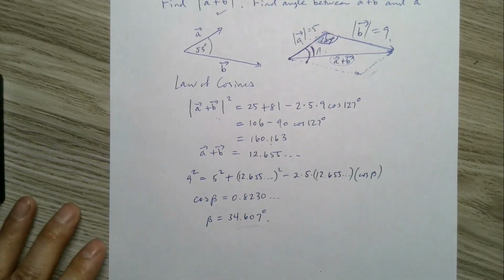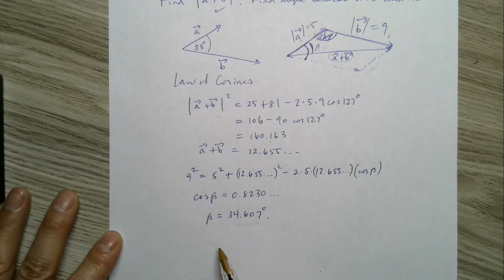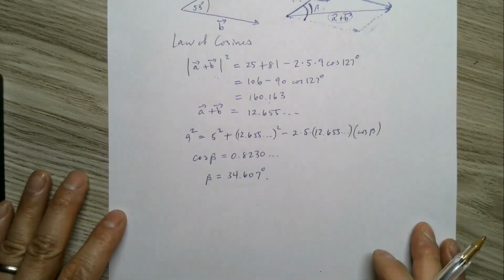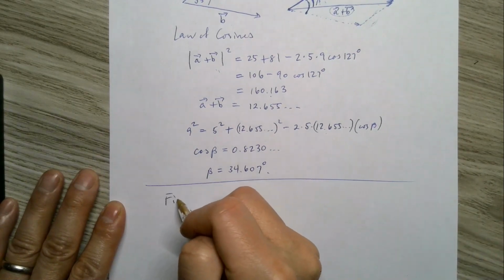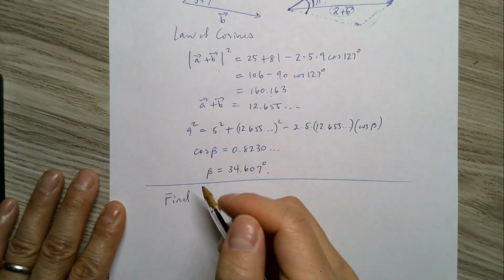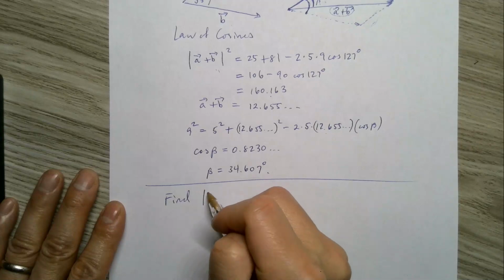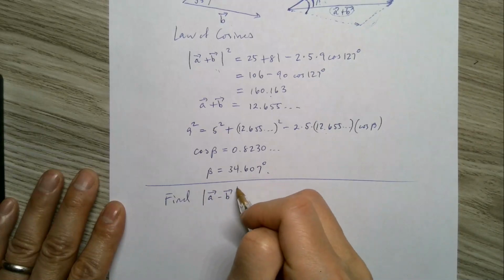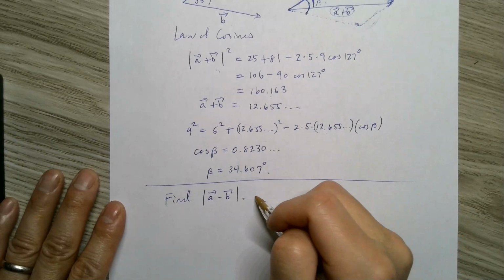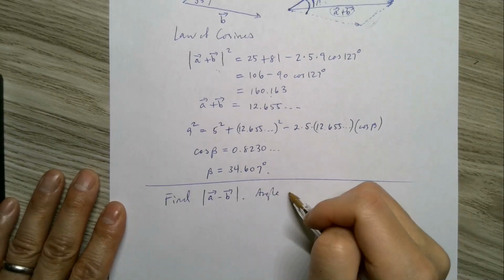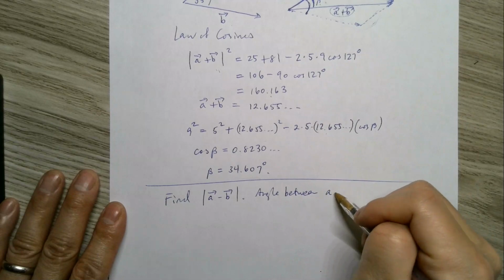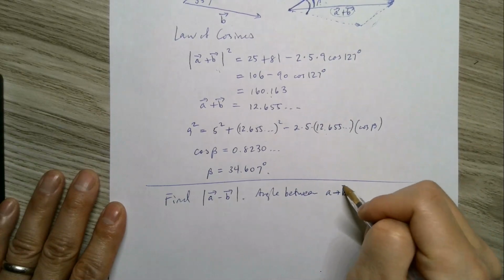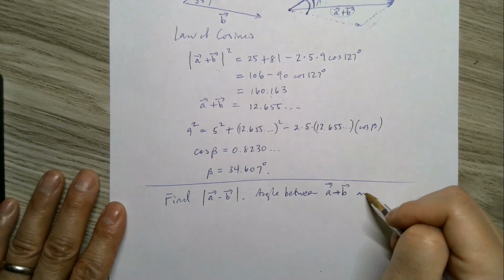Okay, now we're going to find A minus B. So we're now using the same 2 starting vectors. We're going to find the magnitude of A minus B and also the angle between A minus B and A.